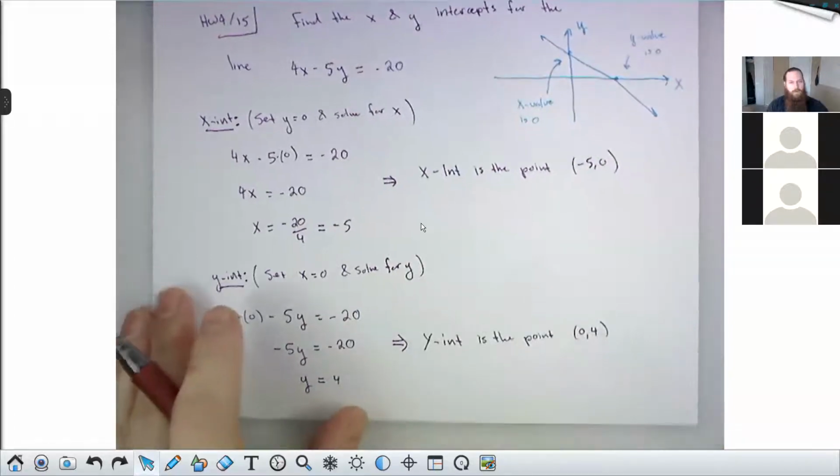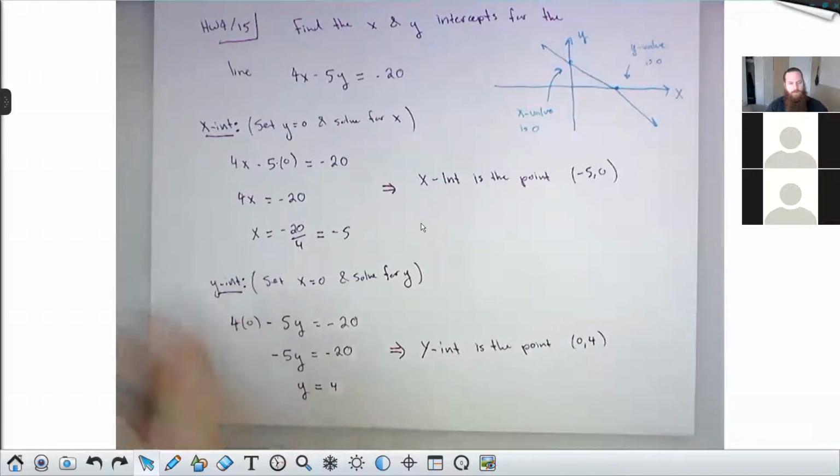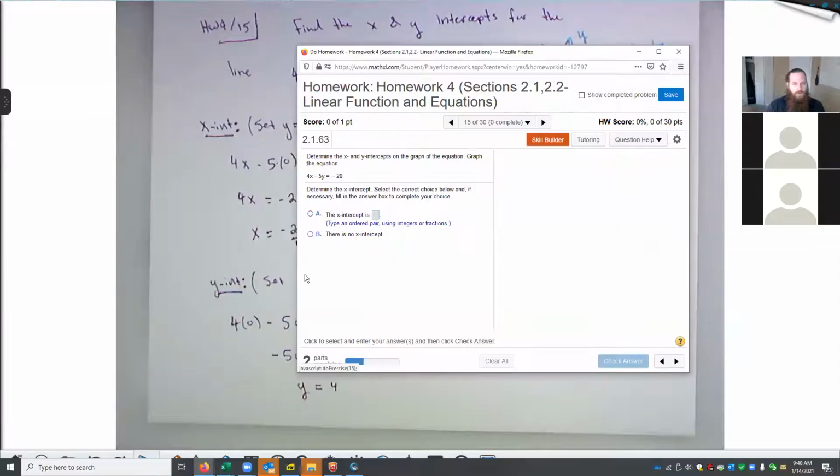Any questions on finding x and y-intercepts for a linear function? In the homework, is this how we would write it out too? Yep. In the homework you'll be working on your own paper obviously, and then in MyMathLab they'll ask you to enter an ordered pair like this. So if we look at this particular problem, they say type the answer as an ordered pair. So just make sure you type it as parentheses, one number, comma, the other number, right? X comma. Okay, cool. Thank you.